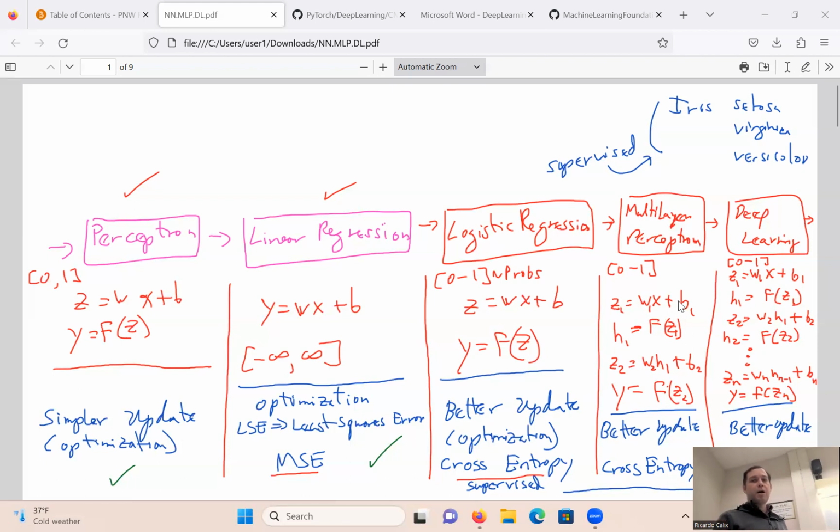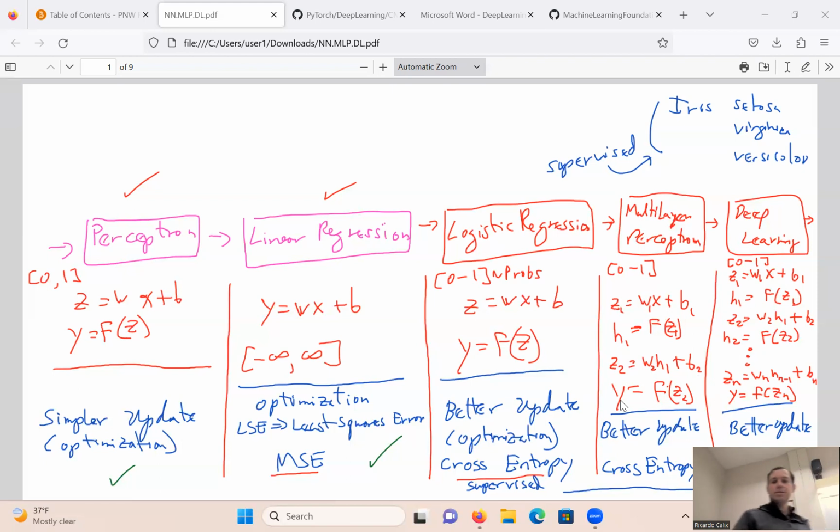The multi-layer perceptron, now notice that you've got W1x plus B1, and that produces Z1. That's the input to the function, which produces H1. And then in the next layer, it's W2 times H1, the previous one, plus B2, which gives you Z2. And then Z2 goes into an F, and that produces the Y. So this is how I have introduced a hidden layer. One hidden layer. This is the architecture for the multi-layer perceptron in function notation.